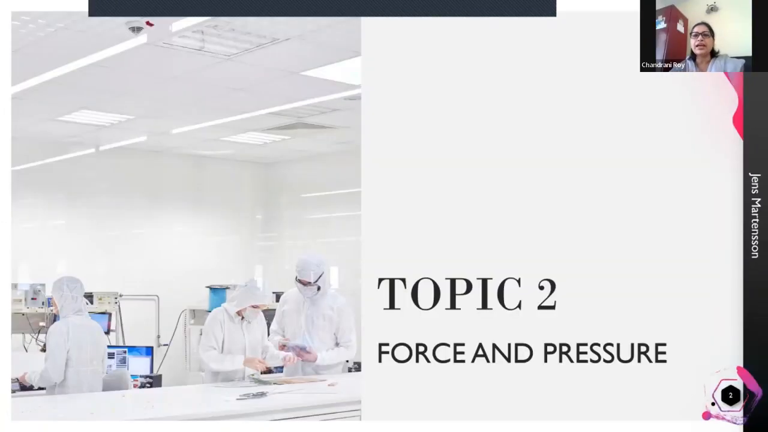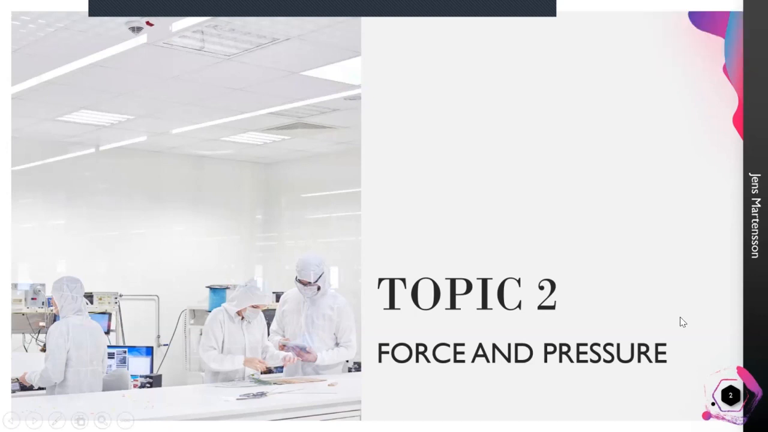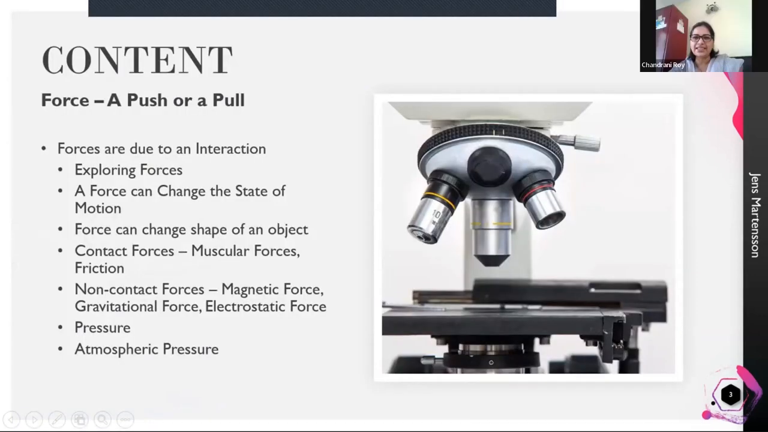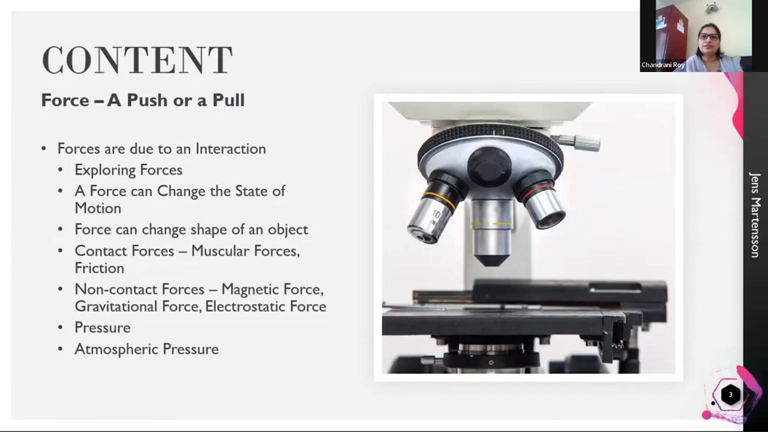So today is day 2 and we will be dealing with the second topic, that is force and pressure. As we know, the contents of the NCERT textbook are what I have noted down here. Some of you may be referring to other textbooks by different publications, but most of them have a similar alignment of topics. So we have force as a push or a pull, which is one of the easiest ways to demonstrate to children what a force is. And then forces are due to an interaction, and exploring the forces.